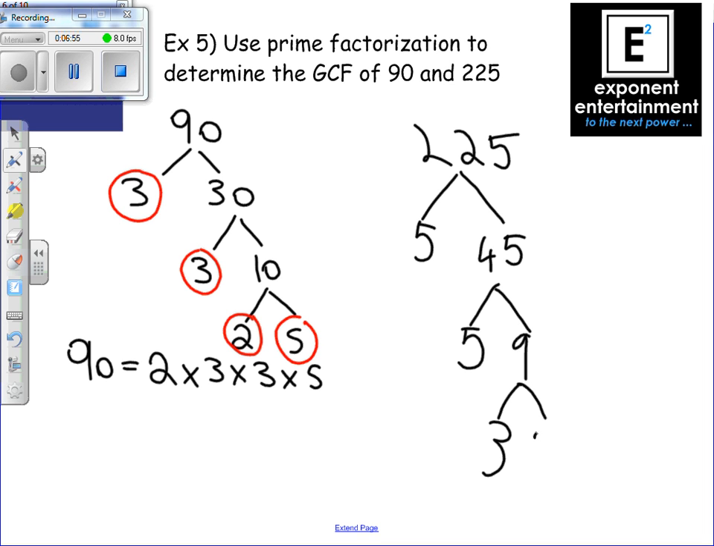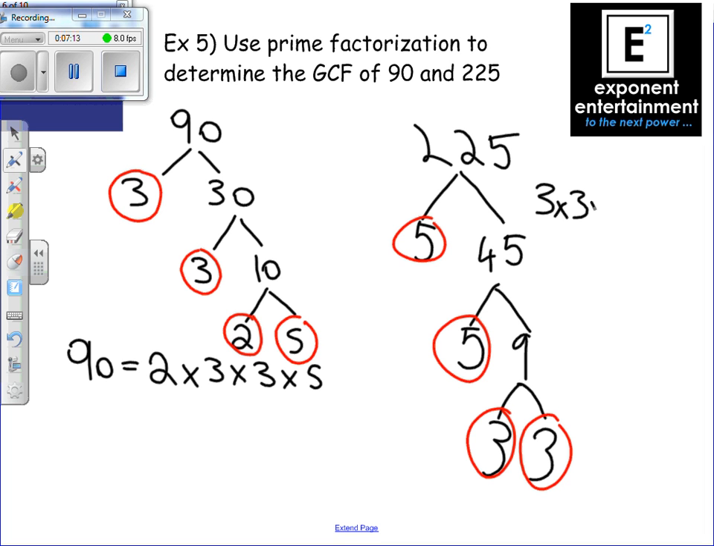Perfect. Thank you, Joe. And we'll circle the prime numbers. Did everybody get this? So for 225, you should have 3 times 3 times 5 times 5. Is that what you got?